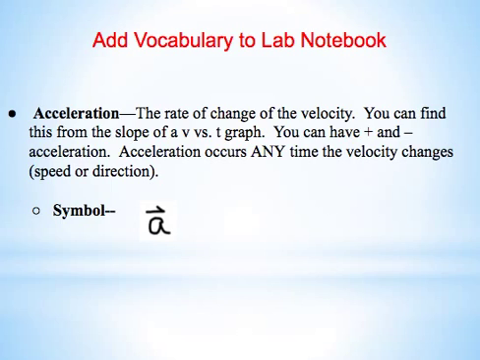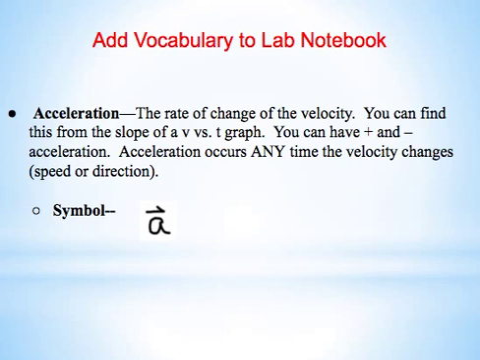Acceleration is going to occur anytime the velocity changes. So that means if the speed changes, you have acceleration. So if you speed up, there's acceleration. If you slow down, there's acceleration. Or even if you turn, there's going to be acceleration. The symbol that we use for acceleration is A with an arrow over the top. Again, that arrow tells me that there is a size and a direction associated with it. It is a vector.